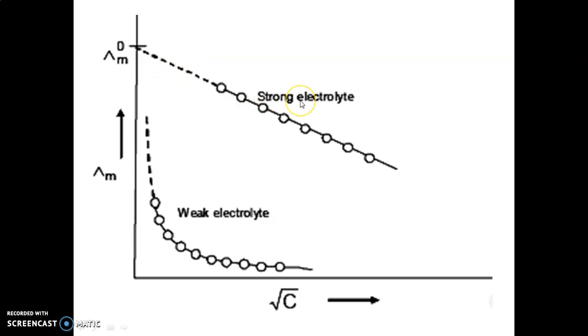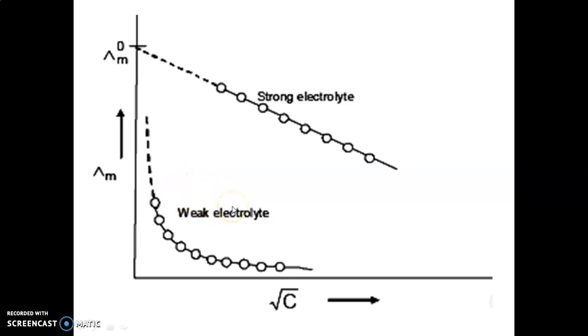Means in the case of strong electrolyte on dilution, it will reach a limiting value. This is called limiting value. It is nothing but molar conductance at infinite dilution. In the case of weak electrolyte, the line is moving parallel to the y axis. It will not reach the limiting value.